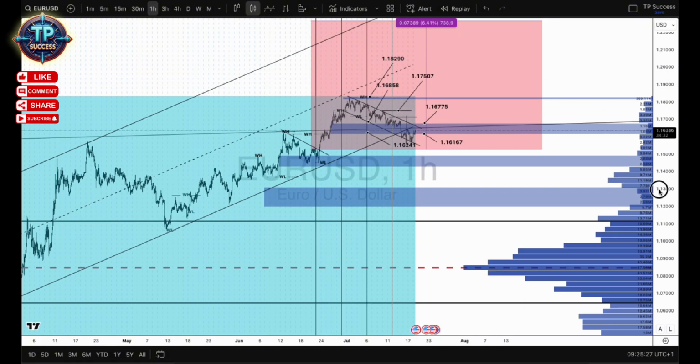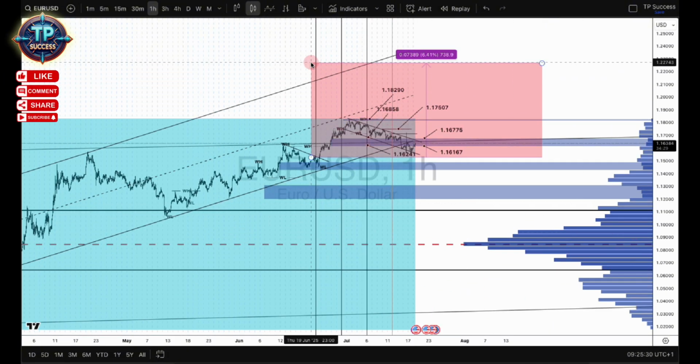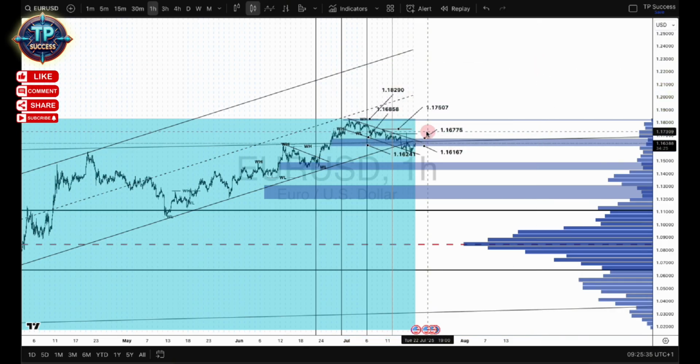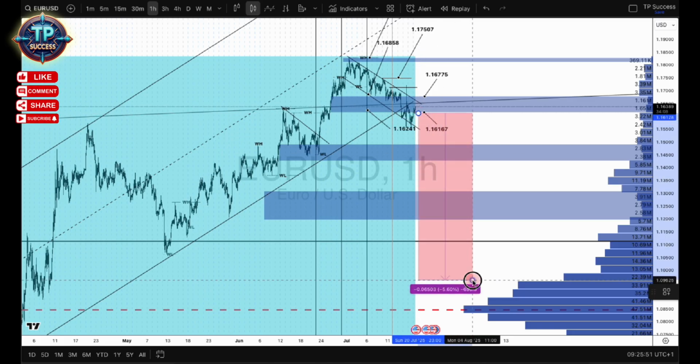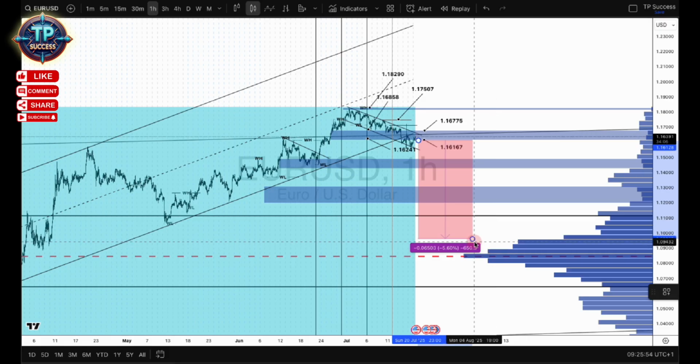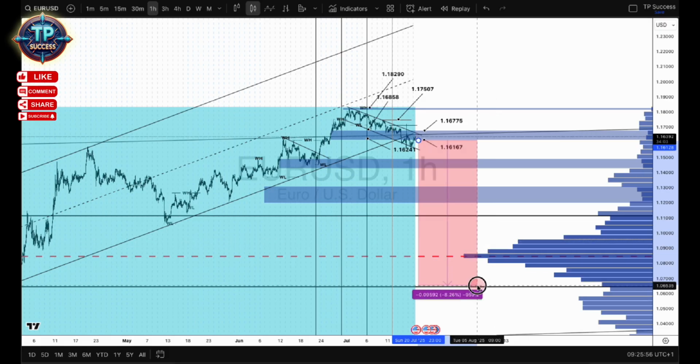Now, looking at what is in it for us in terms of overall profit potential, let's just say you take it from under here if the collapse continues and it doesn't push up. If you take it from under here and you ride price all the way down to the downside, you're looking at a nice healthy 8.26% in profits, and that's a lot.